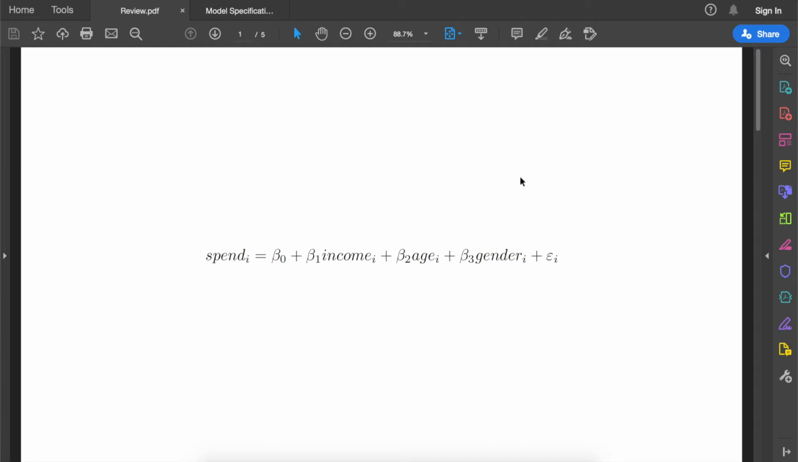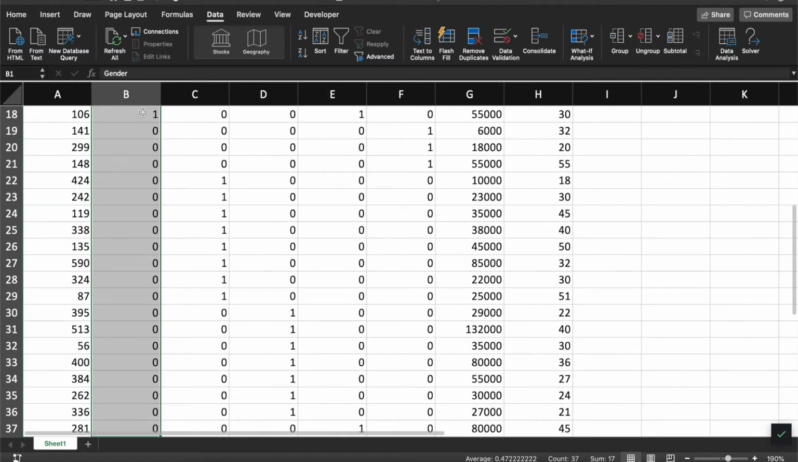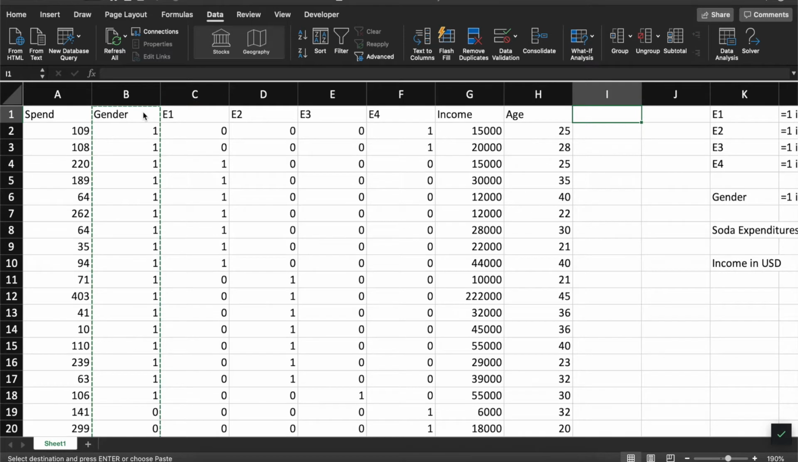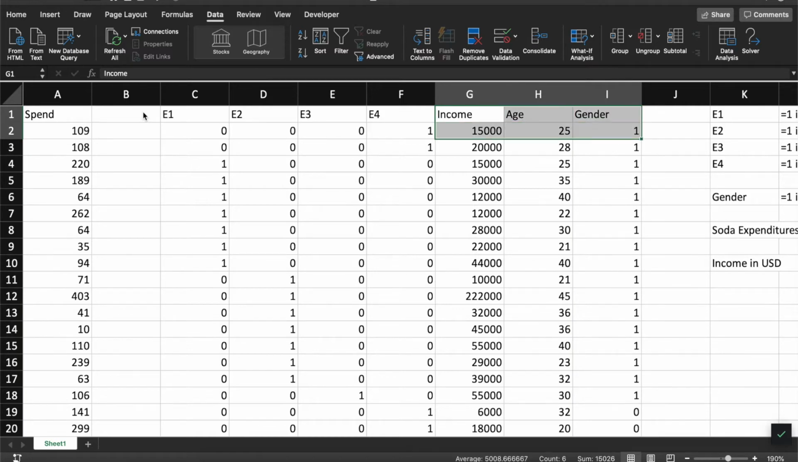Okay, so let's go ahead and just run this regression and see what happens. Okay, so we'll go back to our data set here. We have SOTA expenditures, we have gender, we have income, and we have age. Again, all of the right-hand side variables need to be together in Excel. So I'm going to go ahead and take the gender column. I'm just going to select all the observations here and cut it and paste it in column I. Okay. So now we have all three columns together.